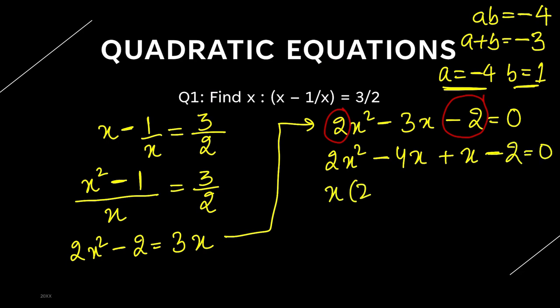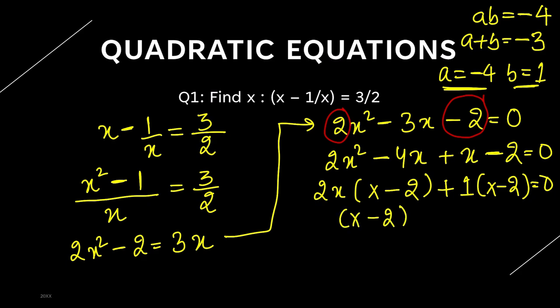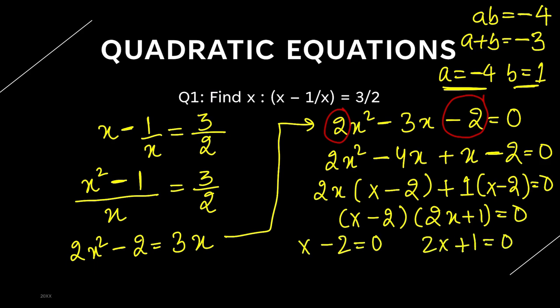So, I will not take x common, one second, I will take 2x common. So it will be 2x into x minus 2, plus, taking 1 common, x minus 2 is equal to 0. So x minus 2 into 2x plus 1 is equal to 0. Equating x minus 2 is equal to 0 and 2x plus 1 is equal to 0, I will get the values x is equal to 2 and x is equal to minus 1 by 2. I hope this is clear. Just simplify it and use any method. You can also use that alpha beta discriminant method if you want, right?